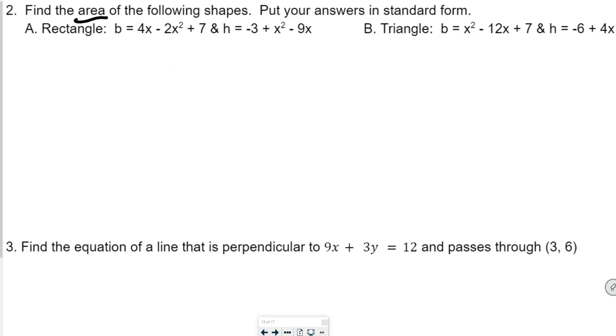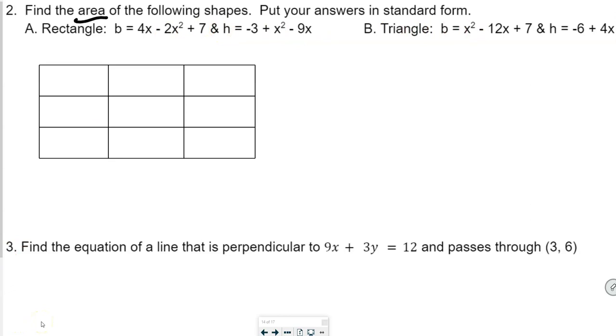So we're going to use the box method here to find the area of this rectangle and that triangle. Use this tool we call a box, and I'm going to do this in descending order. Negative 2x squared, 4x, and 7. And then over here, going to do the same thing. X squared minus 9x and minus 3. And I told you guys if you do it this way, then your like terms will show up in the diagonals. So x squared times negative 2x squared is negative 2x to the 4th.